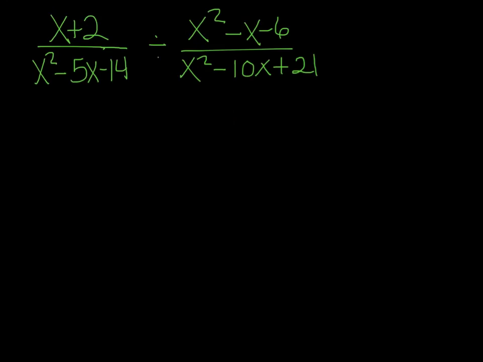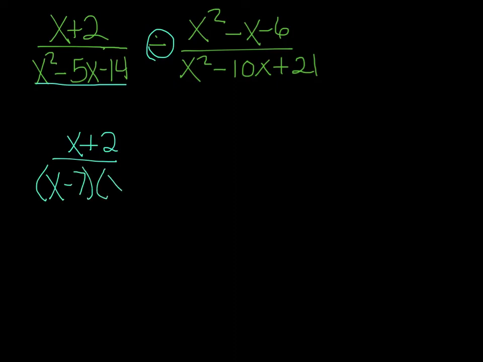Here's another division problem. I'm going to factor, and I'm going to do my flipping and multiplying all in one step. So the first thing I'm going to do is keep this x plus 2, and then I need to factor x squared minus 5x minus 14. Factors of negative 14 that add to negative 5 would be negative 7 and positive 2. Then I'm going to turn this division into times. So this part here is now going to be the numerator, and this part here will now be the denominator.